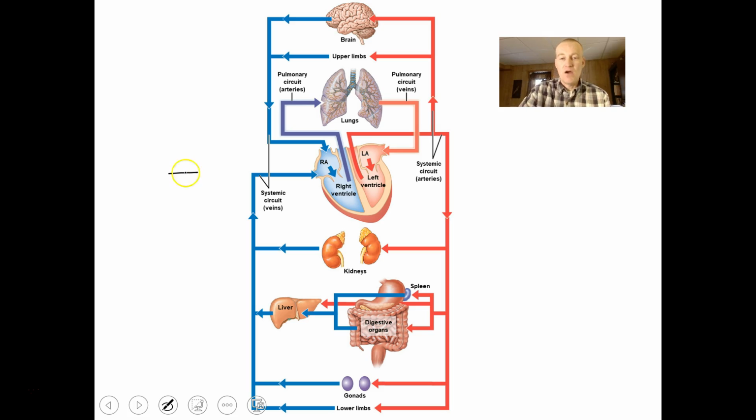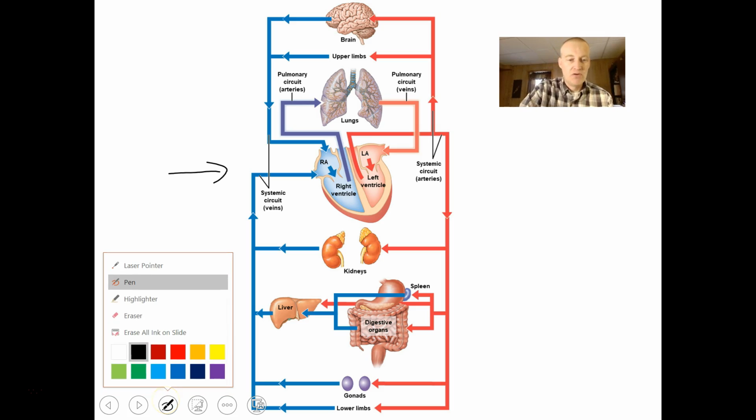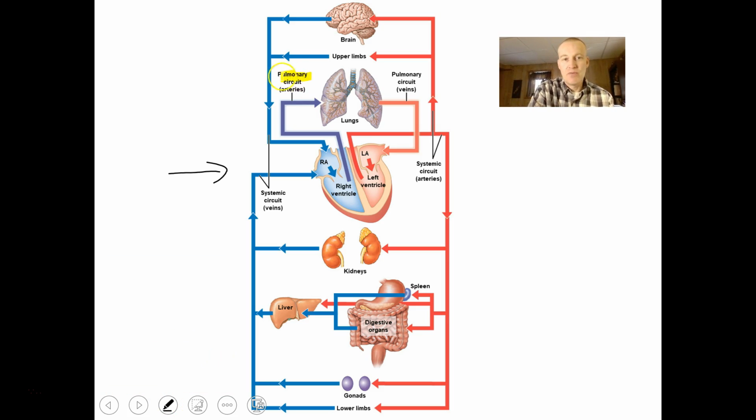All right, so generally speaking, the heart's in the center here. We do have a pulmonary circuit. Let's see if I can use my highlighter this time. So we have a pulmonary circuit up here where we're taking blood from the heart to the lungs so it can become oxygenated, and then we're carrying that blood back to the heart. So that's the pulmonary circuit of circulation.